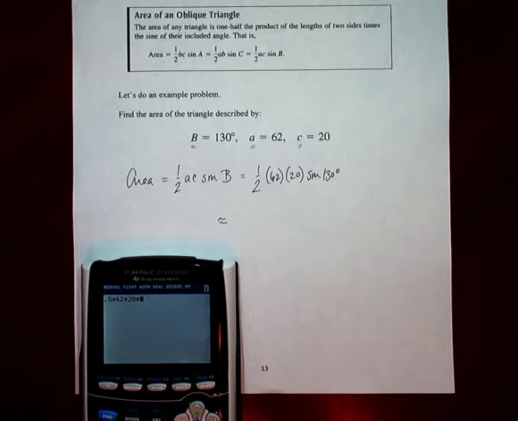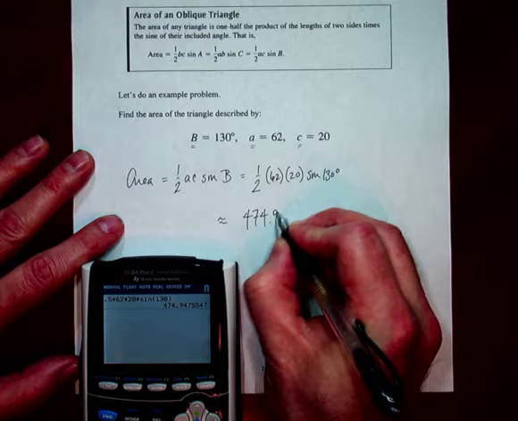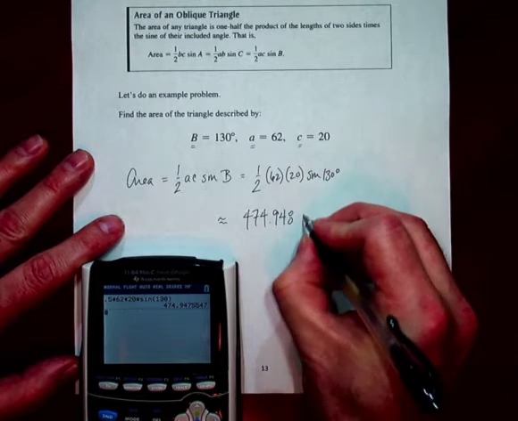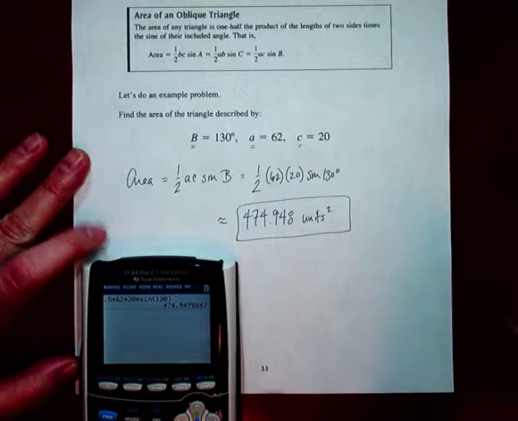times sine of 130, and I'm going to get 474.948 units squared. I mean, it really is that easy.